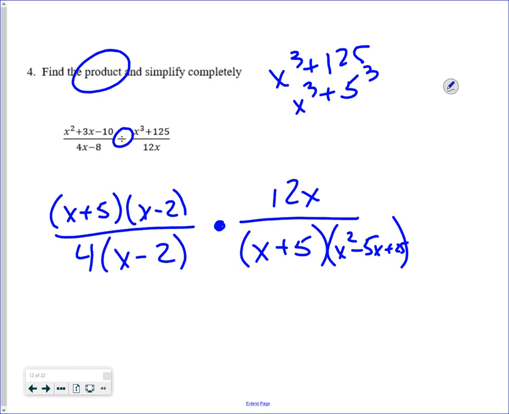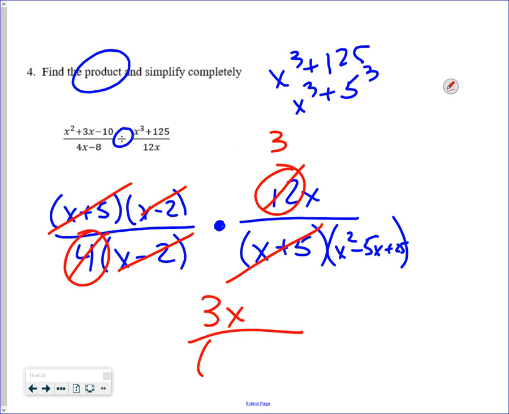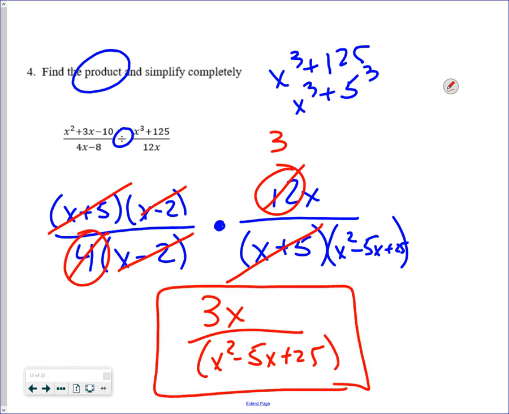Binomials can be canceled with other binomials. Binomials must have the same binomial in order to cancel. So x minus 2 can cancel with x minus 2. X plus 5 can cancel with x plus 5. This 4 and 12 are a binomial 4, and 12 is a binomial. So I can actually cancel those to be 3. So the final answer is 3x over x squared minus 5x plus 25. You can put that in parentheses or not, but that is your final answer.